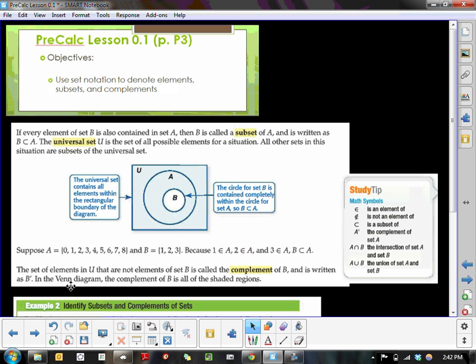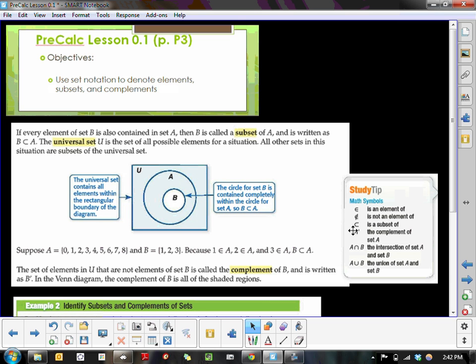The set of elements in the universe that are not elements of set B are called the complement of B. So they just threw out another one. We have subsets, universal sets, and now we have a complement. A way of thinking of a complement of B is everything that is not in B. And here's your notation. It's called B prime. In the Venn diagram, the complement of B is all of the shaded regions. So you look at everything that's in the universe that is not in set B, and that's going to be in your complement. So it's going to be everything except, in this case, 1, 2, and 3. So it's going to be 0, 4, 5, 6, 7, 8. Those are the ones that we can articulate.